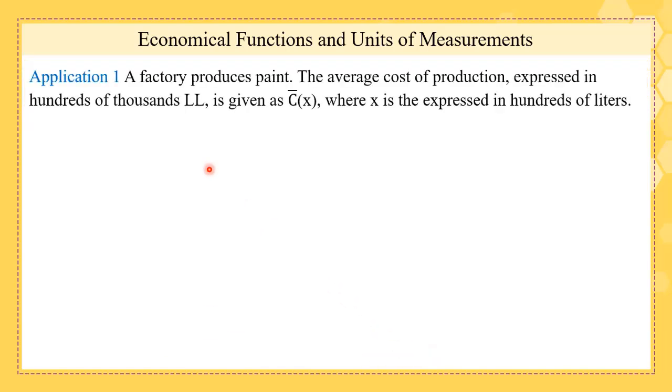Now, application 1. A factory produces paint. The average cost of production, expressed in hundreds of thousands lira Lebanese, is given as C bar of x, where x is expressed in hundreds of liters.